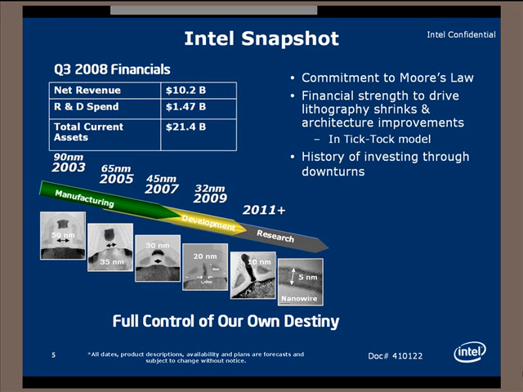envelopes. So to do this, Intel spends a sizable amount of money on research and development and in developing these new process technologies. And we have a history of investing even through downturns, which is important as we continue through these sort of tough financial times.